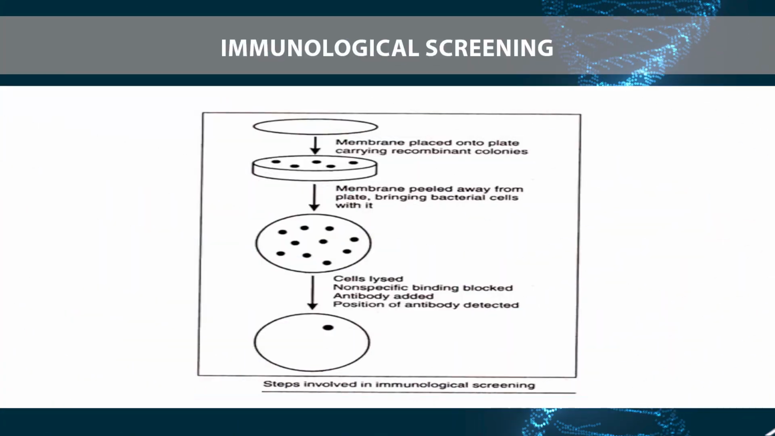Next technique is immunological screening. So, this method aims at identifying the protein product of a cloned gene. The technique requires that the protein is expressed in recombinant. So, in this method, instead of a nucleic acid probe, a specific antibody is used.